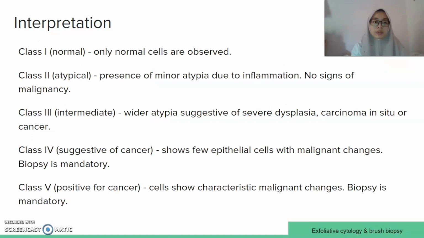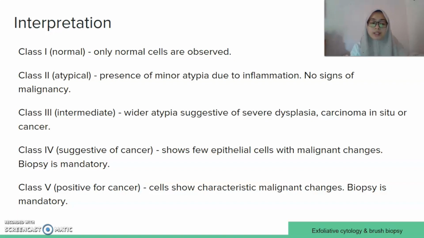For the interpretation of exfoliative cytology, Class 1 indicates normal, where only normal cells are observed. Class 2 indicates atypical lesion, where there is presence of minor atypia due to inflammation and there are no signs of malignancy. Class 3 indicates intermediate lesion, where we can see wider atypia suggestive of severe dysplasia, carcinoma in situ or cancer. Class 4 is suggestive of cancer, which shows few epithelial cells with malignant changes.